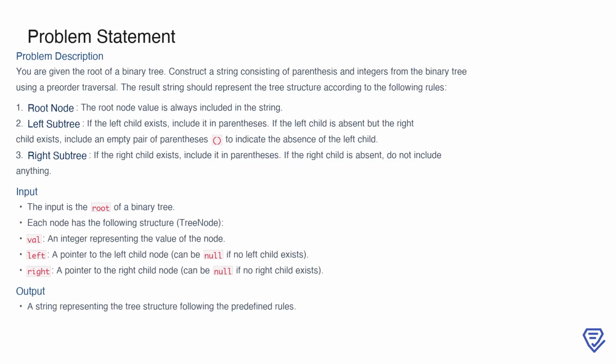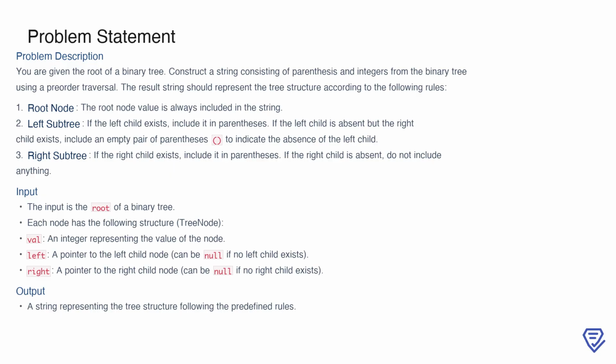In this problem, you are tasked with constructing a string representation of a binary tree using a pre-order traversal. The string must follow specific rules to capture the structure of the tree. First, the root node's value is always included in the string. Then, if the left child exists, it should be enclosed in parentheses. If the left child is absent but there is a right child, you must include an empty pair of parentheses to indicate the absence of the left child. For the right child, if it exists, it should be enclosed in parentheses as well, but if it is absent, no parentheses should be included at all.